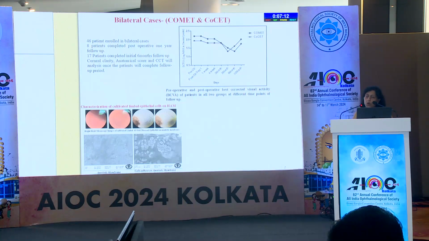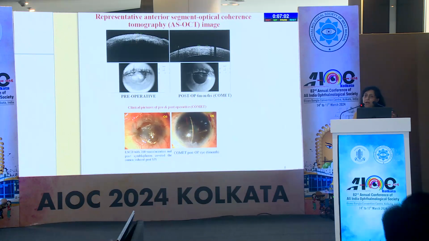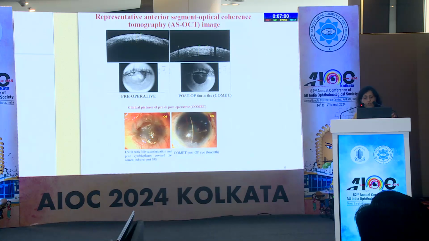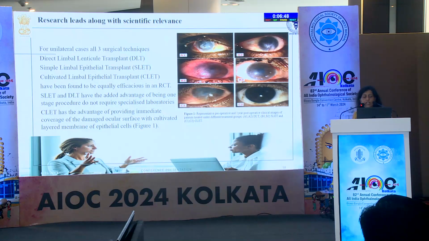Our thought process was that COMET has been described to show vascularization, and maybe the conjunctival epithelial transplant would do better. However, in a head-to-head comparison, the ones which grew, there was no difference. So therefore, I would say that COMET is a good option. And then the representative AIOCT and post-op pictures. And the standard quality control checks that were done. And so the research leads were that unilateral cases, all 3 are good.